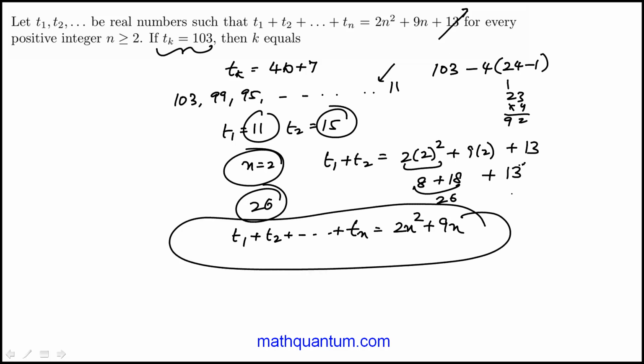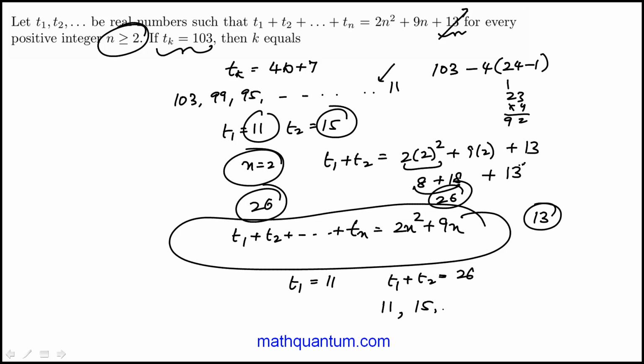I think I understand why they introduced that 13. Even though they say n is greater than or equal to 2, this should work for n equal to 1, which would give you 11. If you do t1 plus t2, n is 2, you will get this value 26. So the next term would be 15. And I guess they wanted to prevent students from doing this and getting to 103 and figuring out its position. But this isn't consistent with the question.